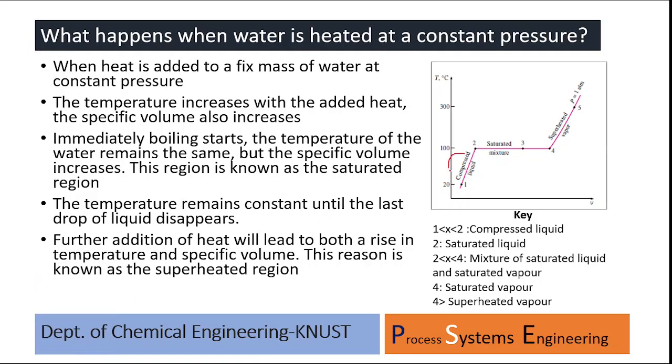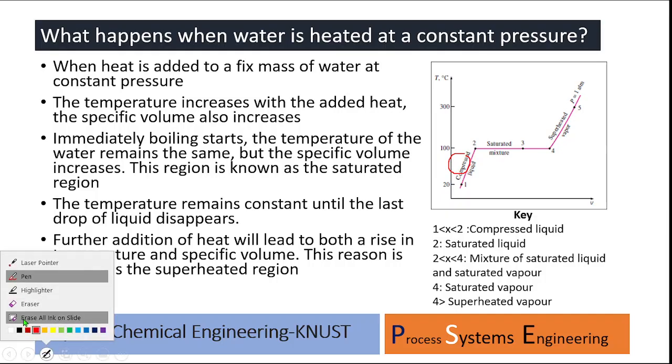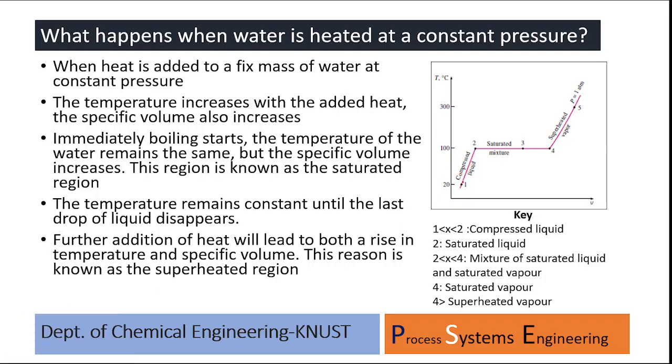We spoke about this some time back, but when we start out in this region, we are a compressed liquid, right? We can increase the temperature to a point. So I'm at point one, a compressed liquid. I increase the temperature till I get to point two. When I get to point two, I'm a liquid, but I'm at the point where I can now start becoming a vapor. So I become a saturated liquid at that point.